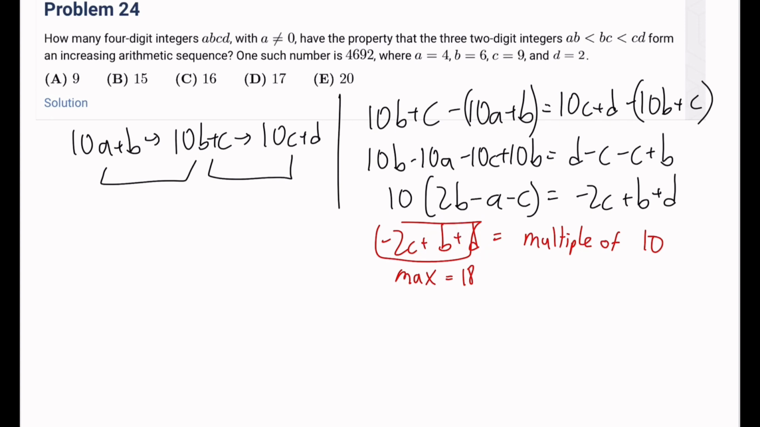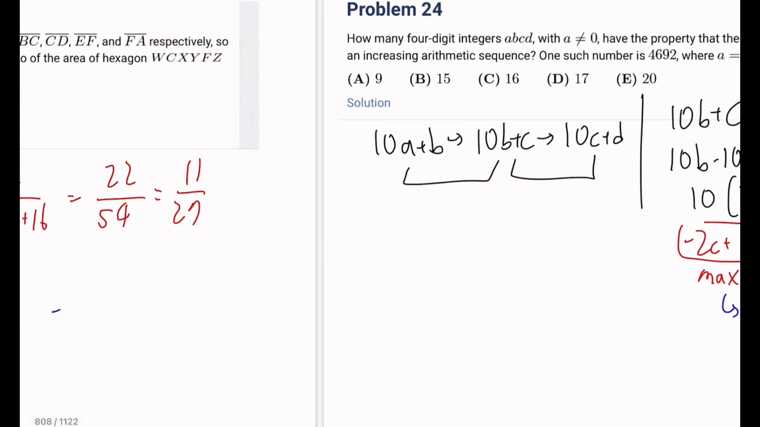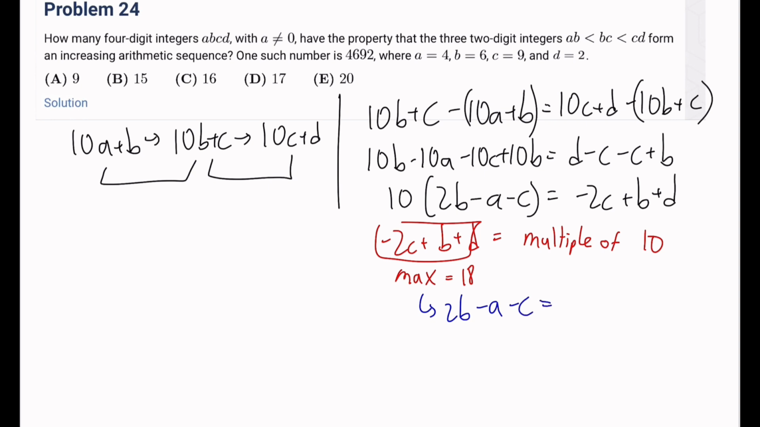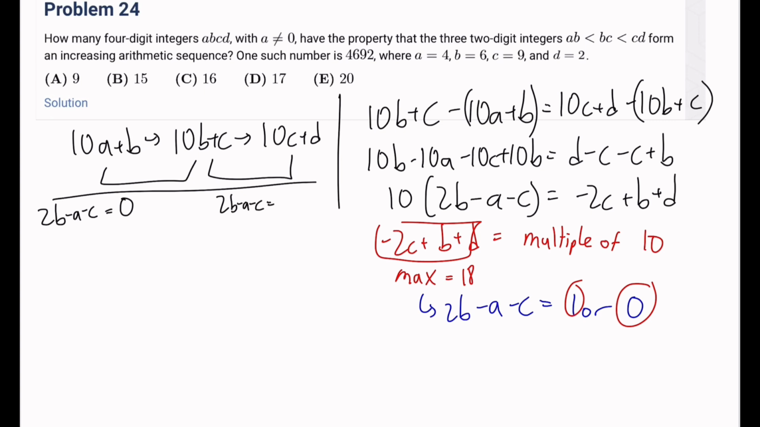So since the maximum value is 18, this can only be 10 or 0, right? And so 2b minus a minus c equals either 1 or 0, right? Because that way this will be 10 or 0. And so now all we do is list our probabilities based on whether 2b minus a minus c is 0 or whether it's 1.